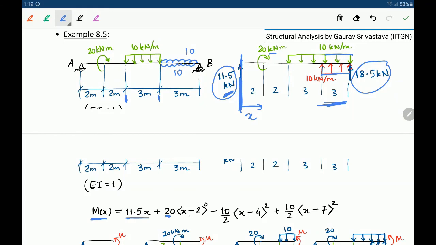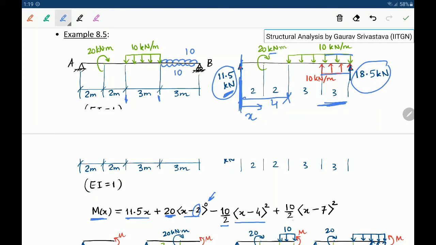So we will have angular bracket x minus 2. So x equal to 2 is the location of this 20 kilonewton meter moment. And since it is a concentrated moment, the power becomes 0. Then we have 10 by 2 times angular bracket x minus 4 to the power of 2. So this is basically 4 meters. So a is equal to 4 in this case, right?